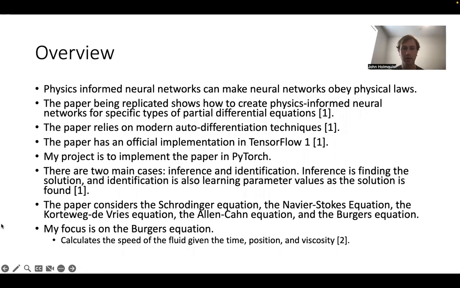So, to start with the overview, physics-informed neural networks are neural networks that basically obey physical laws. The paper being replicated is actually a framework for solving partial differential equations of a specific form. A lot of times that form has to do with mass conservation equations or some type of conservation equation. Modern auto differentiation techniques are essential to making this framework work. That involves using auto differentiation in either PyTorch or TensorFlow or a similar framework.